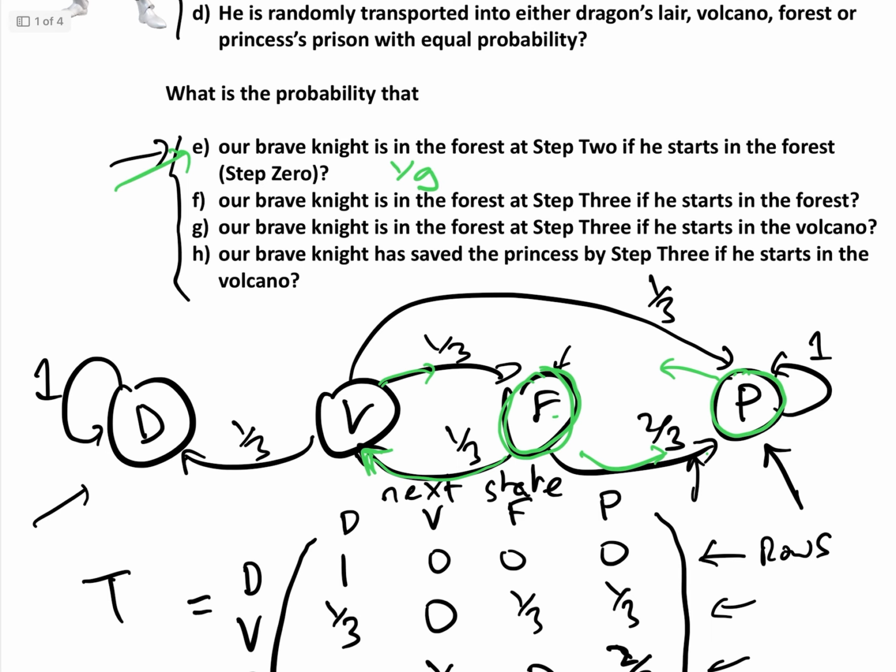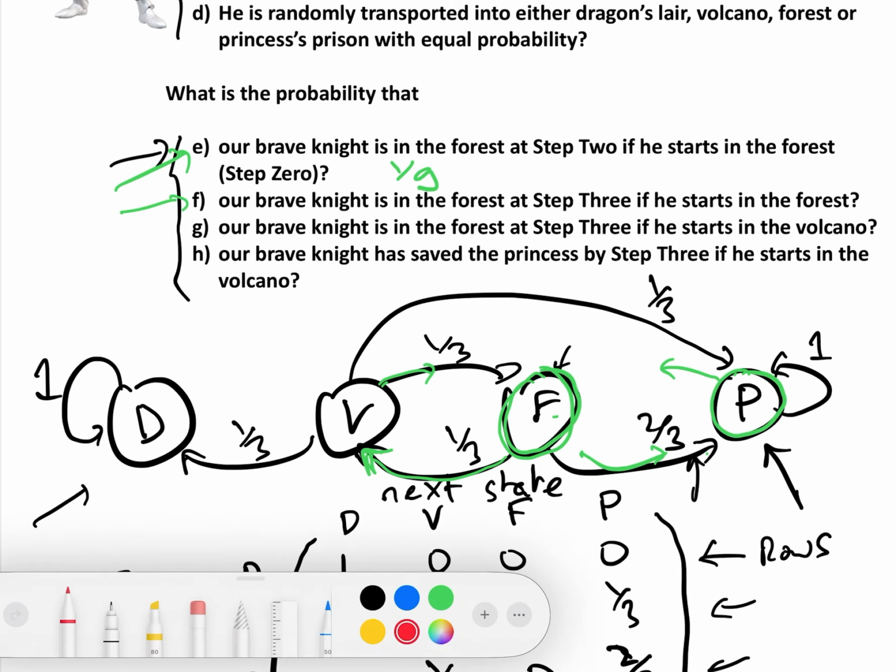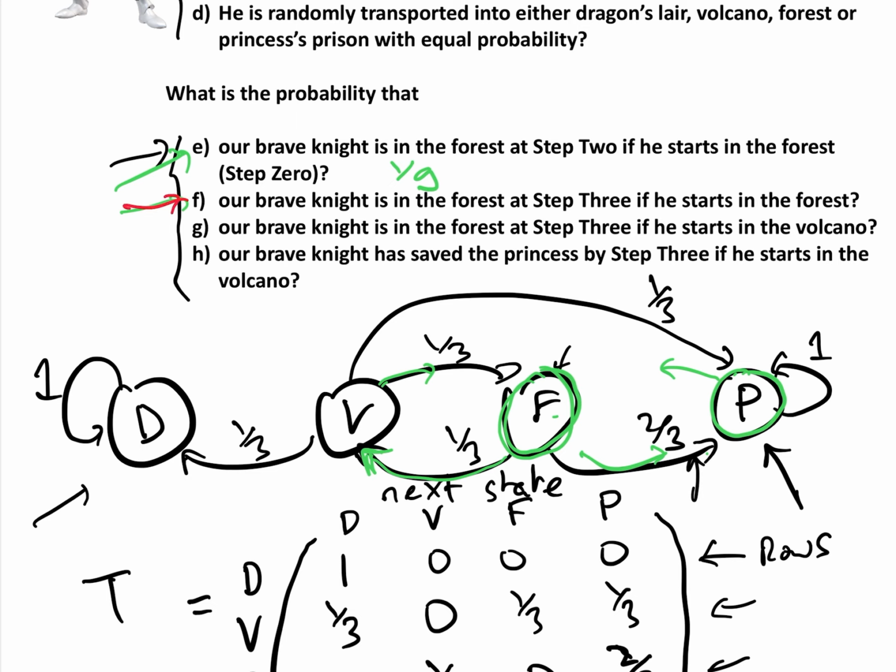And we're going to do it by hand. So F, our brave, let's do it in another colour. That's a good idea. Yeah, let's do it in red. Okay, so F, our brave knight, is in the forest at step 3 if he starts in the forest. Okay, well, let's have a look. So he starts in the forest. What's the probability that he's in the forest at step 3?